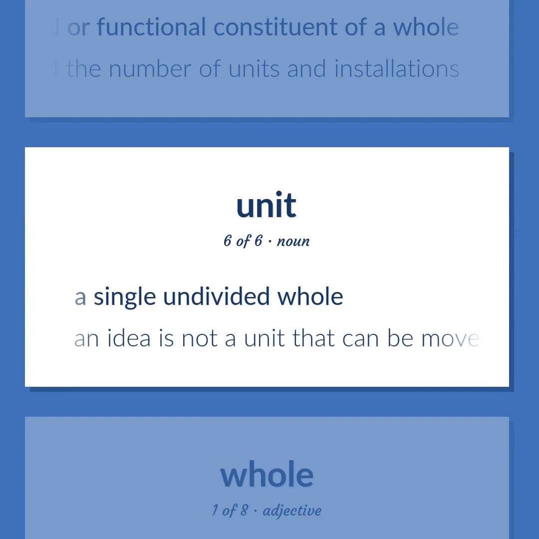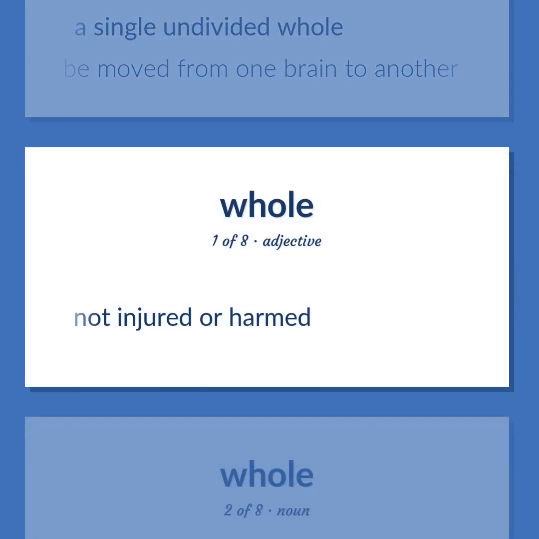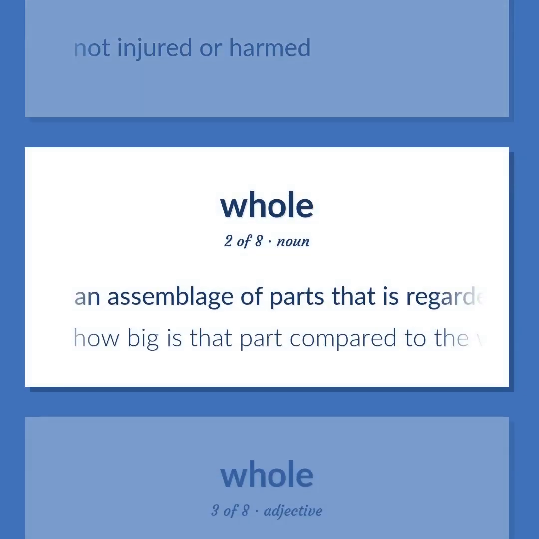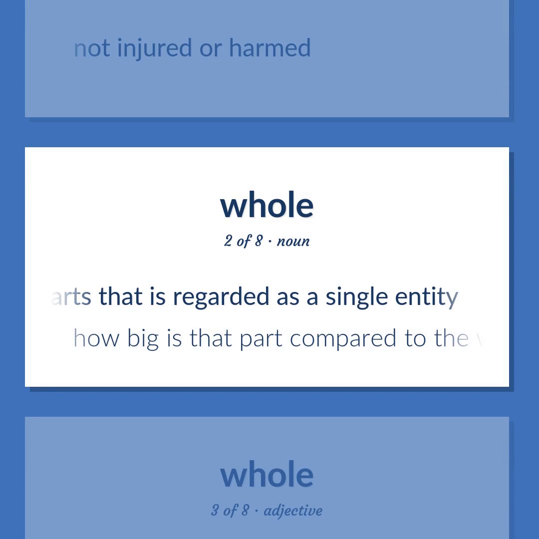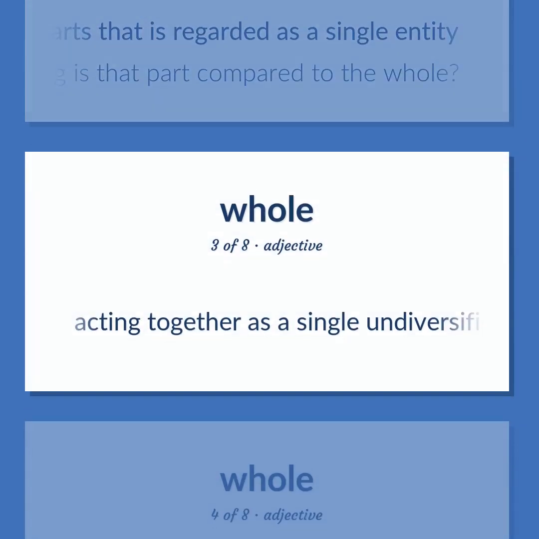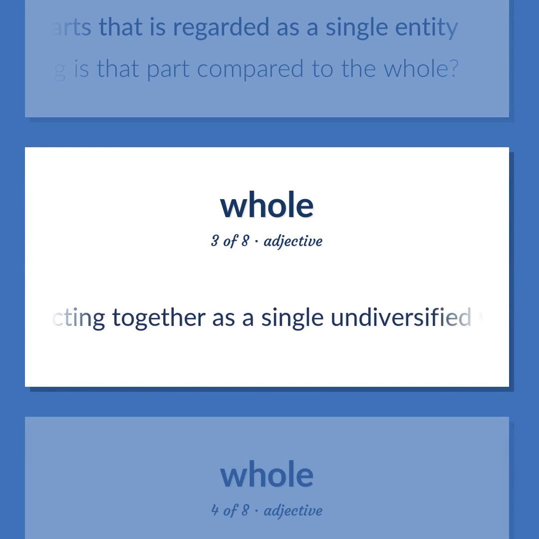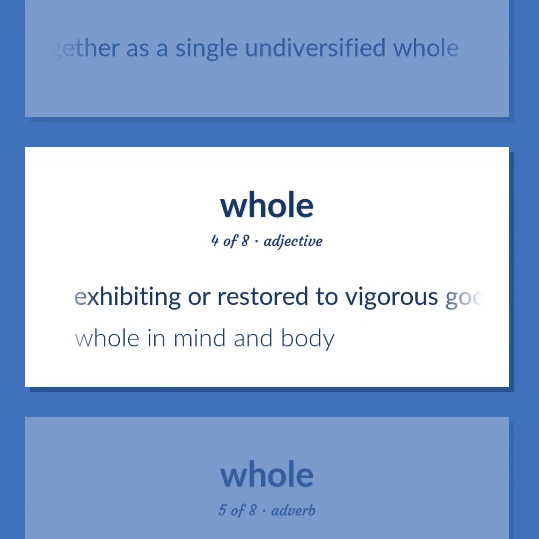A single undivided whole. An idea is not a unit that can be moved from one brain to another. Not injured or harmed. An assemblage of parts that is regarded as a single entity. How big is that part compared to the whole? Acting together as a single undiversified whole. Exhibiting or restored to vigorous good health. Whole in mind and body.